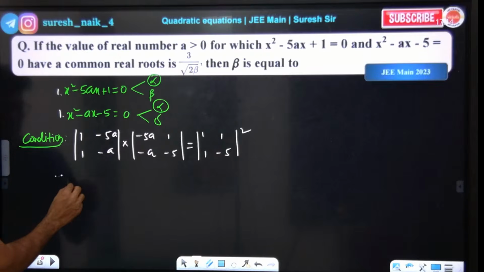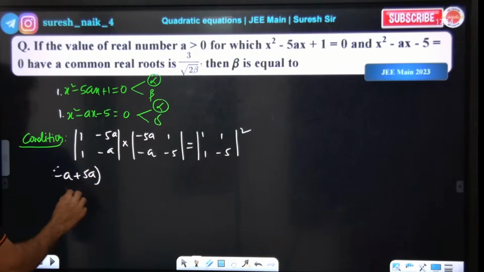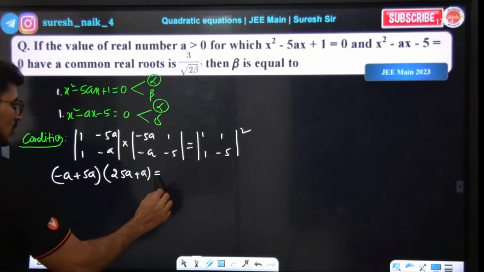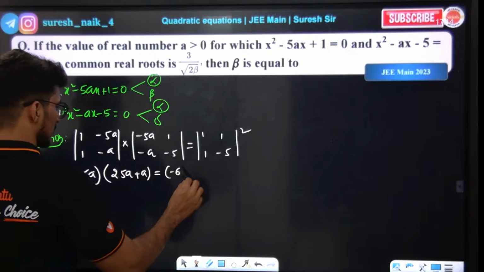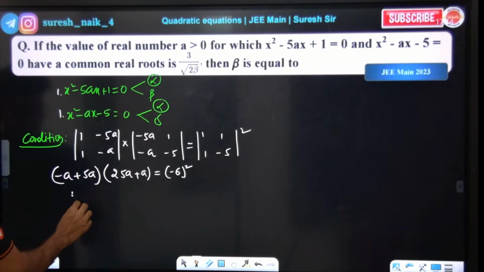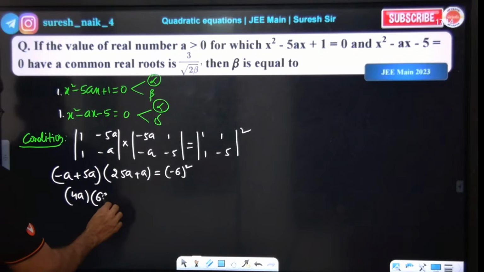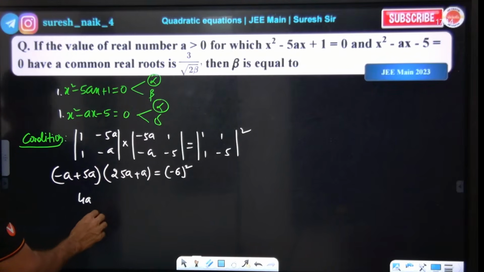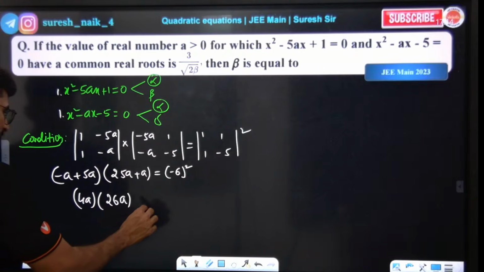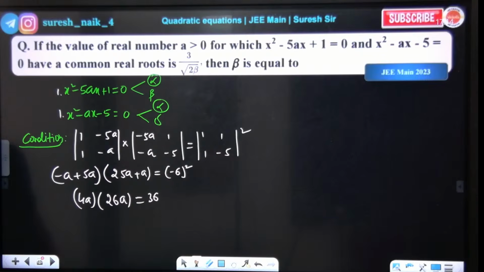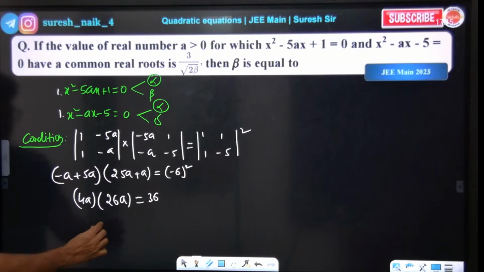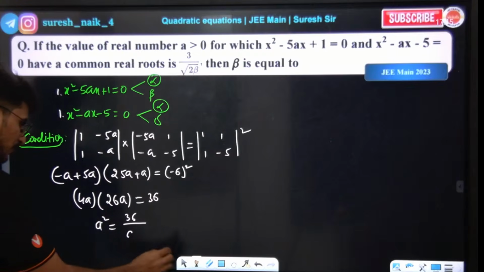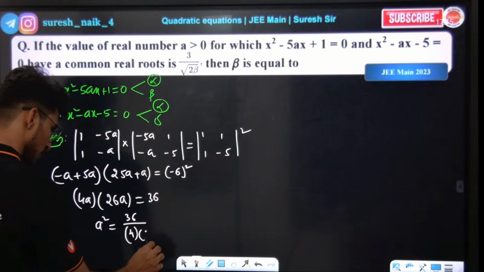Simplifying this, we get minus a plus 5a into 25a plus a is equal to minus 5 minus 1, minus 6 whole square. So 4a into 26a is equal to 36. So a square is equal to 36 divided by 4 into 26.